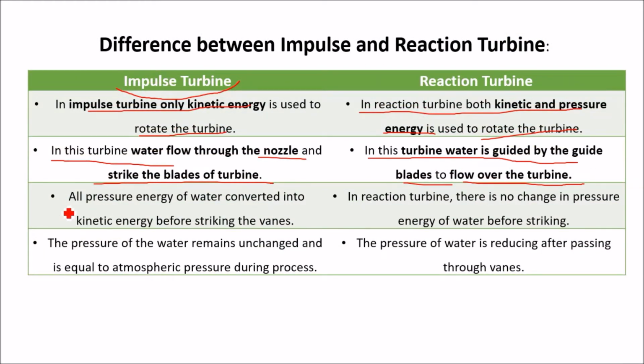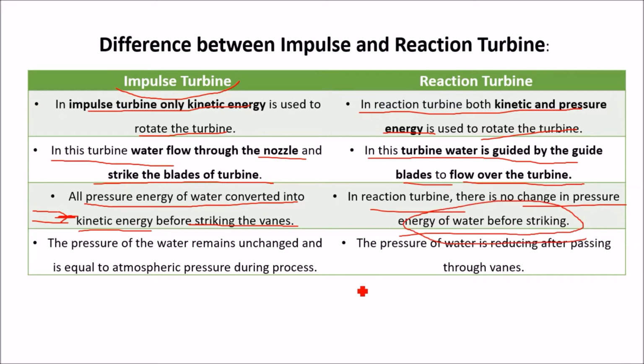turbine. In the impulse turbine, pressure energy of water is converted into kinetic energy before striking the vanes, because as we can see here, when the water comes from the nozzle, the pressure energy is converted into kinetic energy before striking the vanes. In the reaction turbine there is no such change of pressure energy before striking. In the impulse turbine, the pressure of water remains unchanged and is equal to atmospheric pressure during the process. In the reaction turbine, the pressure of water is reduced after passing through the vanes.